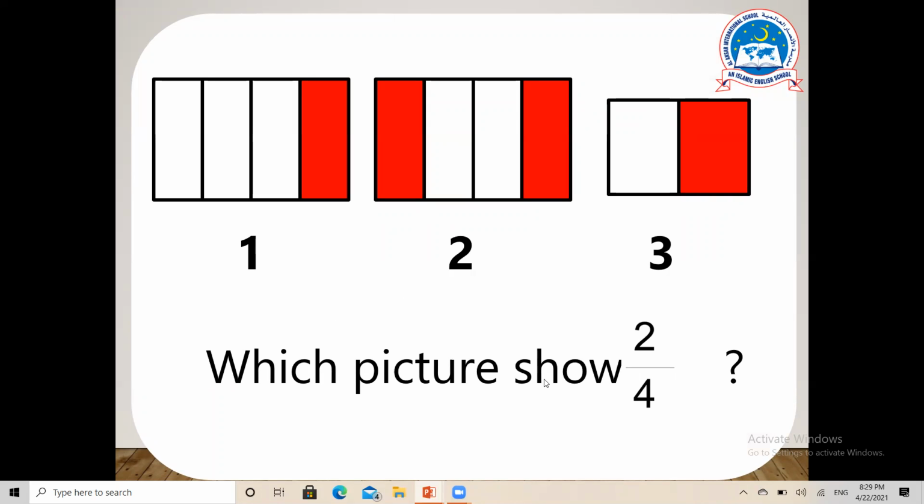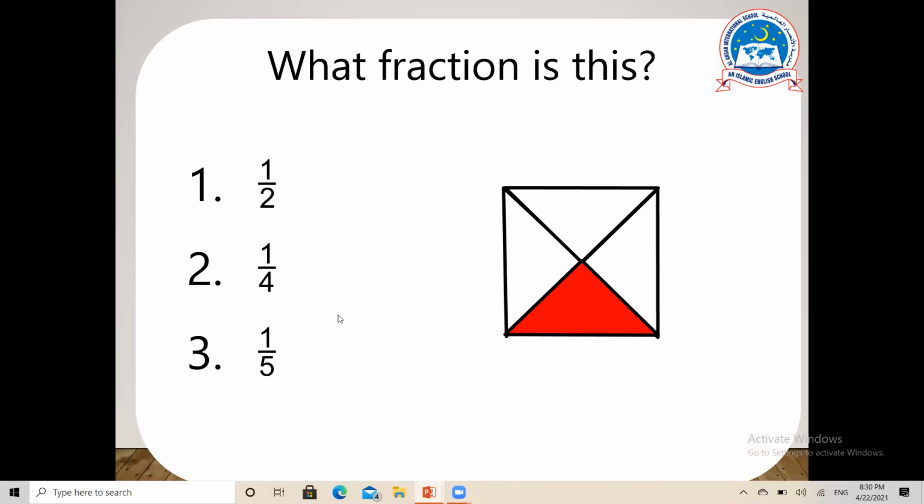Which picture shows this fraction over here? The number of shaded parts has to be 2. And the total number of parts has to be 4, right? So which shape am I talking about? Which picture am I talking about? Number 1, 2, or 3? Easy peasy. Well done. MashaAllah, you're doing a super amazing job.